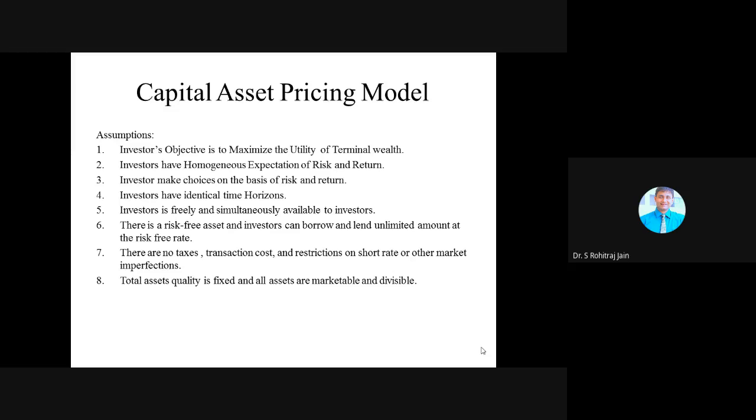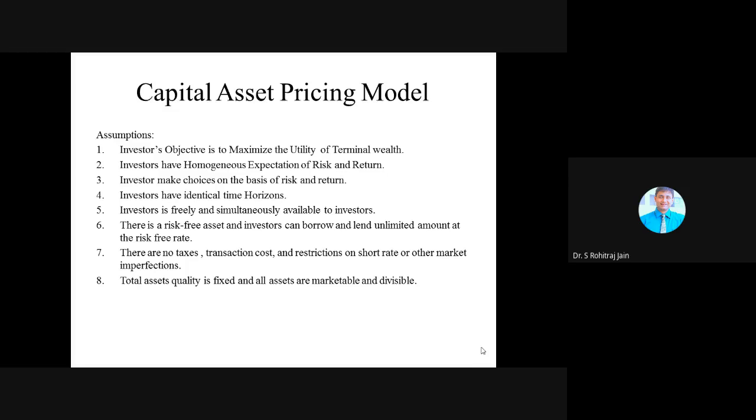These are some of the assumptions of the capital asset pricing model. Investors' objective is always to maximize the utility of terminal wealth. And then investors have homogeneous expectations of risk and return. Now, what do you mean by homogeneous expectation? The investors have the same expectation of risk and return, as the evaluation of mean and variance may result in different forecasts. So the outcome of the efficient portfolio will not be the same as from the others.